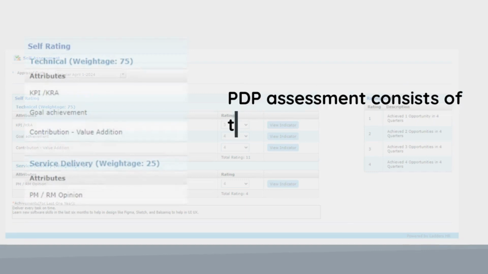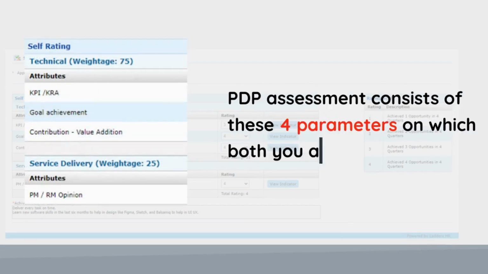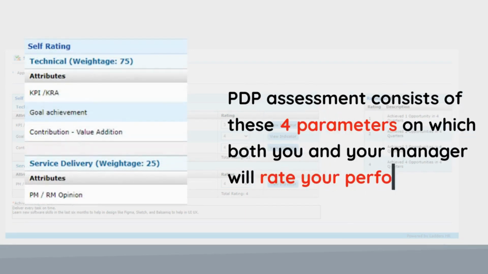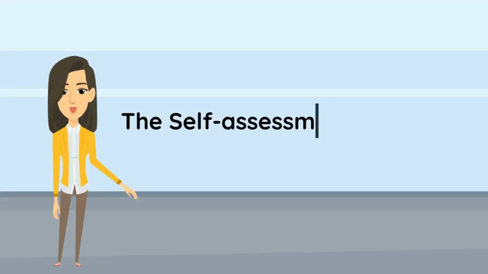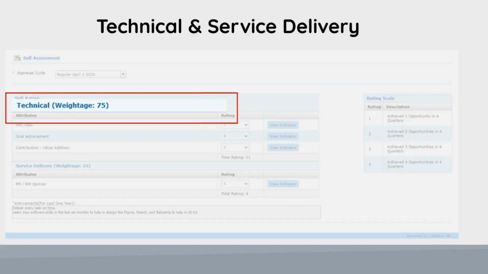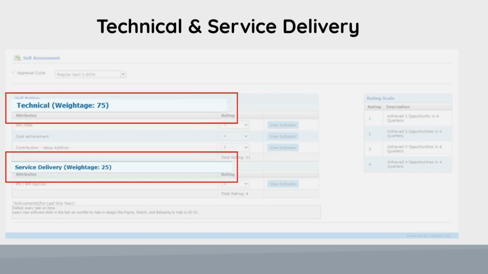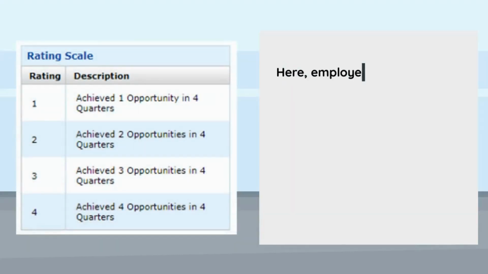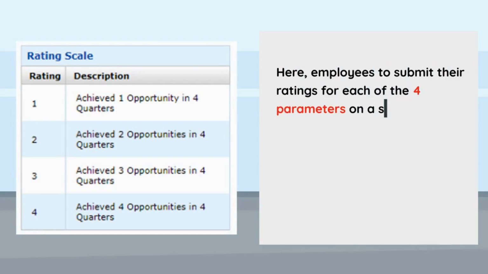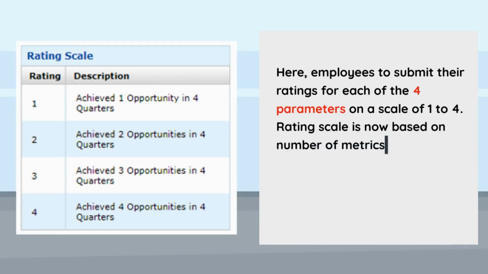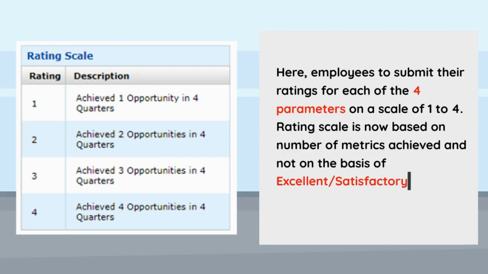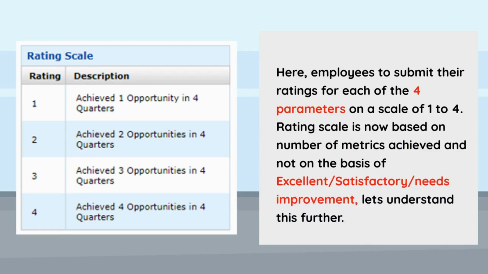PDP assessment consists of these 4 parameters on which both you and your manager will rate your performance. The self-assessment form has 2 parts: technical and service delivery, and each of them carries a weightage. Here, employees submit their ratings for each of the 4 parameters on a scale of 1 to 4. The rating scale is now based on the number of metrics achieved and not on the basis of excellent, satisfactory, or needs improvement. Let's understand this further.